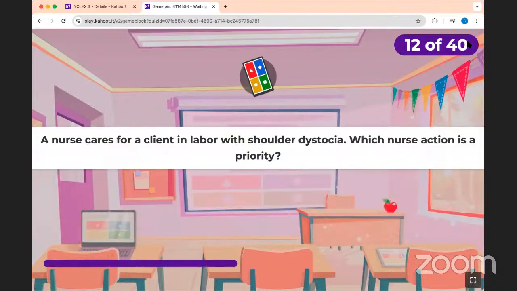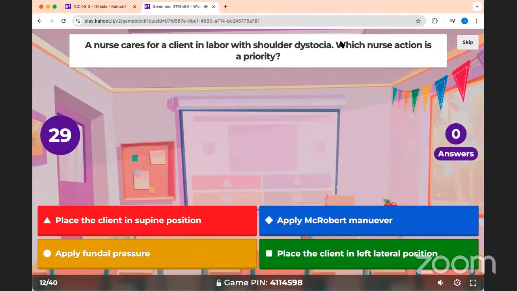And let's care for a client in labor with shoulder dystocia. Which nurse action is a priority? This is also a concept you should know. Whenever you see shoulder dystocia, what should you do? What action should you do?